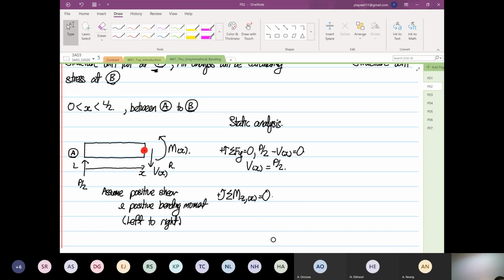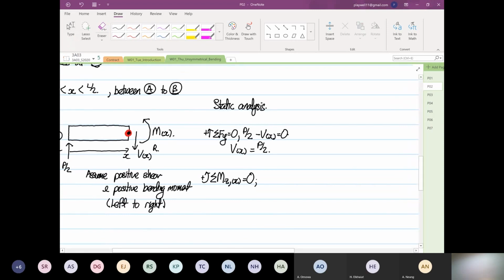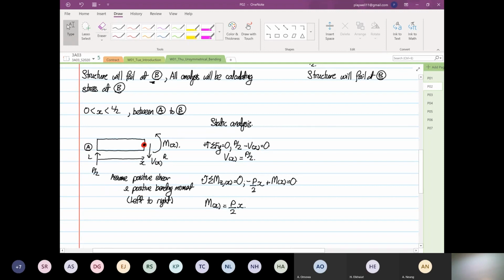So when that is the case, we will form this equation. The P/2 will generate a clockwise moment, so minus P/2 times x, or minus Px/2, because it's a distance. So force P/2 multiplied by distance is negative because it's going clockwise, plus M as a function of x, the whole thing is equal to 0. So from here, we know that M as a function of x will be equal to P/2 multiplied by x. Okay. So this is for between A to B for a simply supported beam.